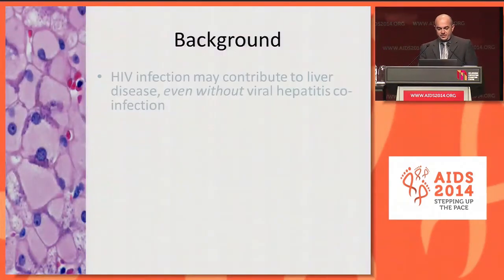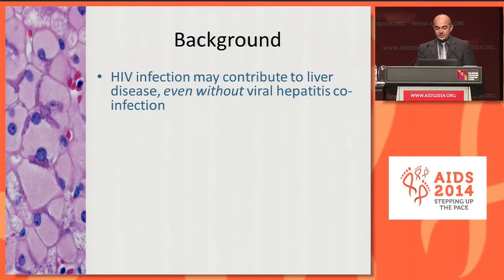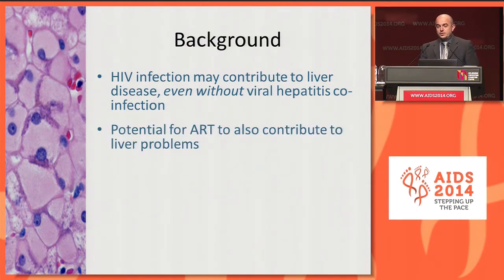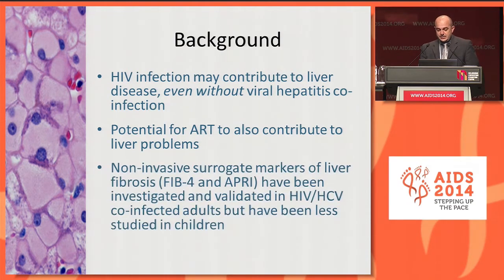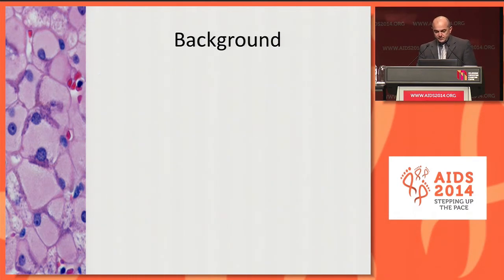A little bit on the background, which we may have already heard some of. HIV infection may contribute to liver disease even without viral hepatitis co-infection. There's also the potential for ART to contribute to liver problems. The non-invasive surrogate markers FIB-4 and APRI have been investigated and validated in HIV and Hep C co-infected adults, but have been less studied in children.